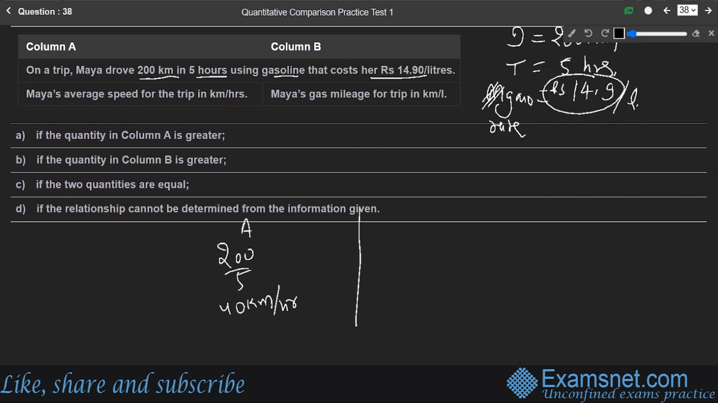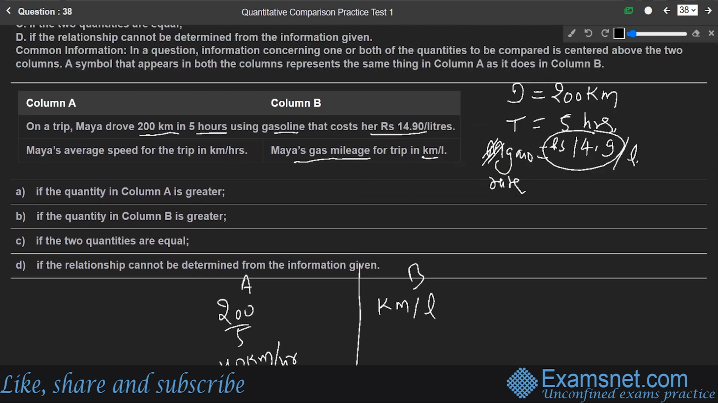What is there in column number B? Maya's gas mileage for the trip in kilometer per hour. Okay, so mileage in kilometer per hour, that is the thing. Kilometer per liter rather, we have to answer. But the thing is that the rate of gasoline is given. 1 liter of gasoline costs rupees 14.9. Okay, that is given. But how much a car covers based on gasoline in a liter is not mentioned. The connection between kilometer and liter is not mentioned.